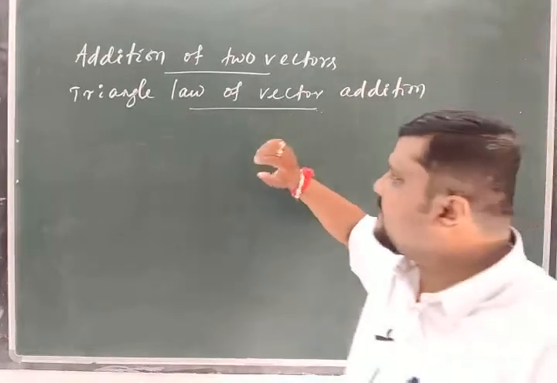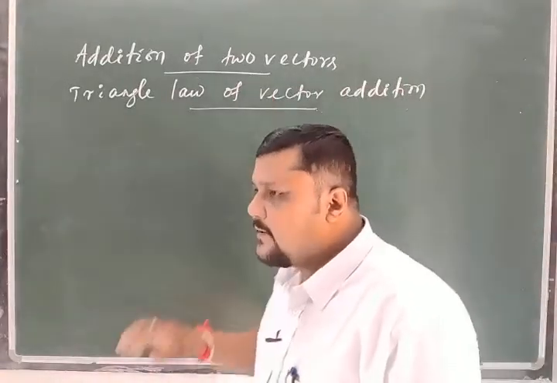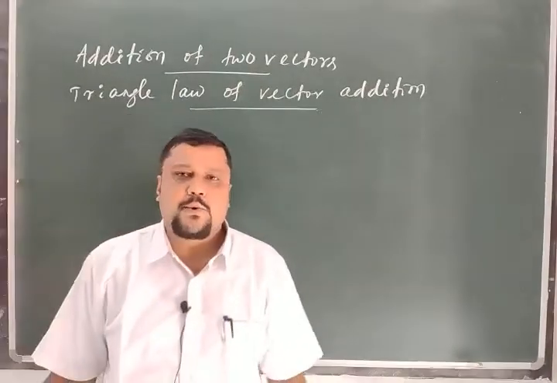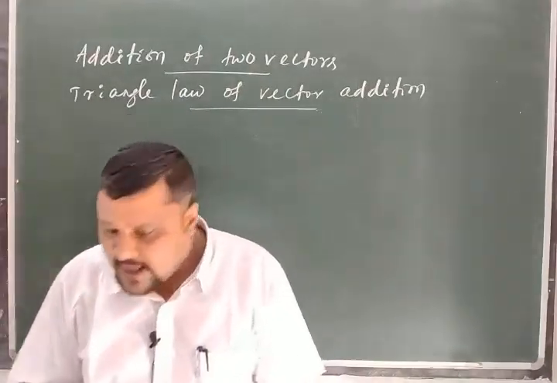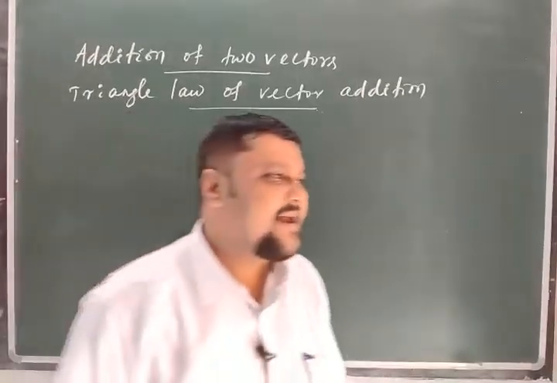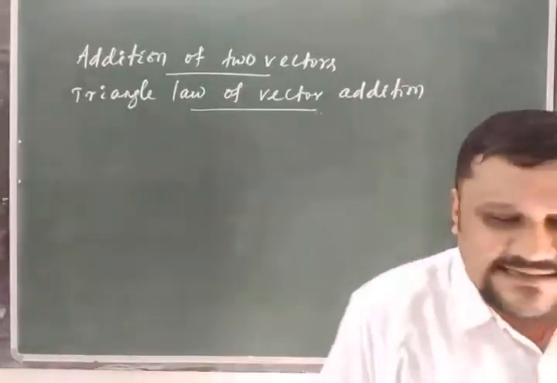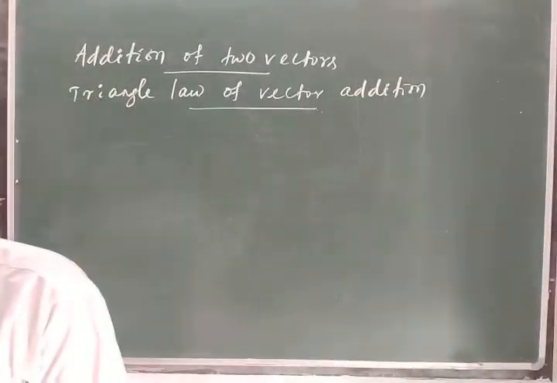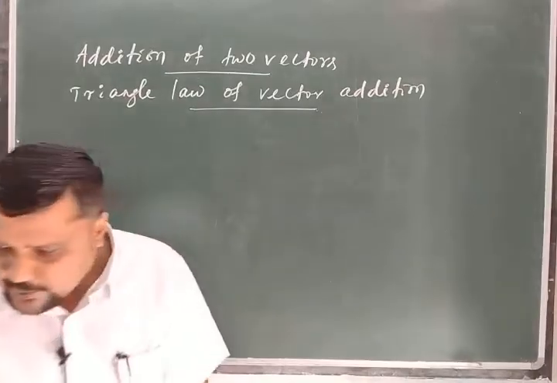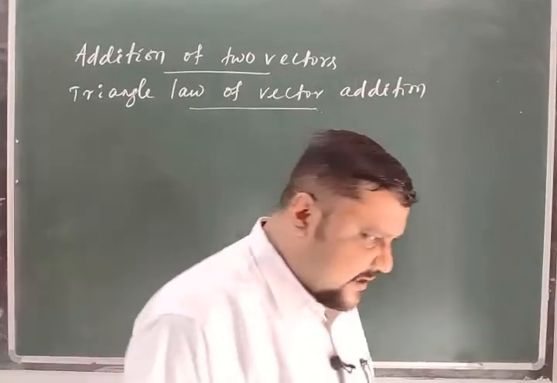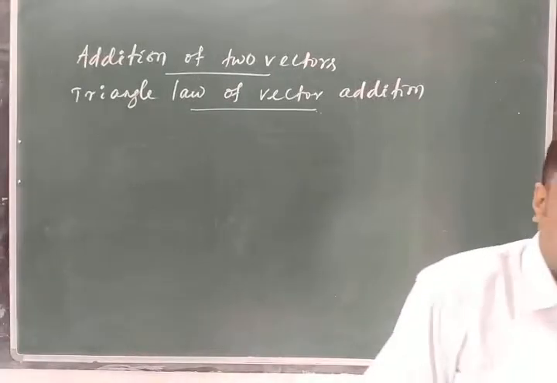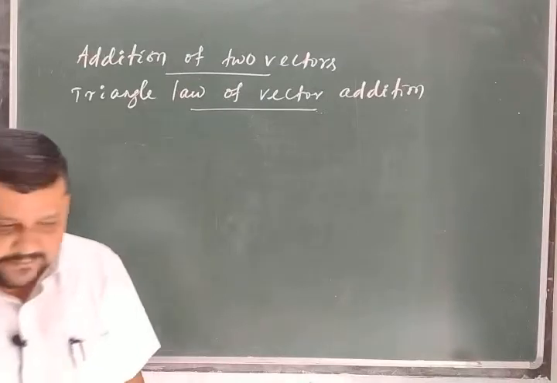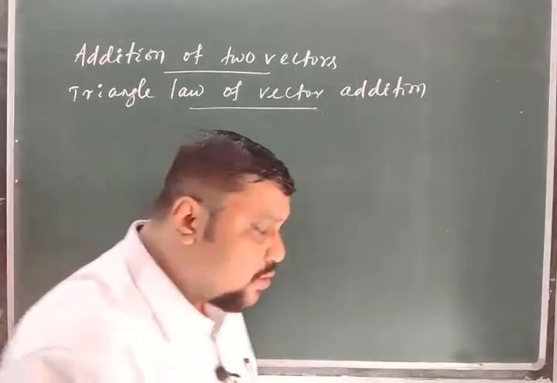In the addition of two vectors, we find the resultant of the vectors. Due to the addition of the vectors, we are getting a resultant. What is this resultant called? You can note this also: the resultant of two or more vectors is a single vector which produces the same effect as the given vectors acting together.